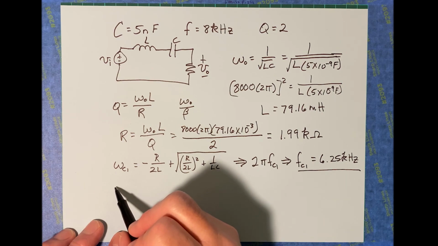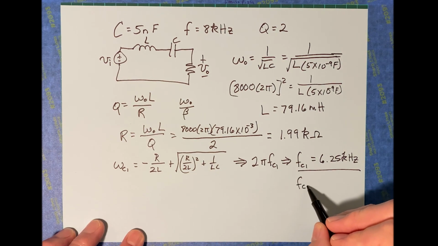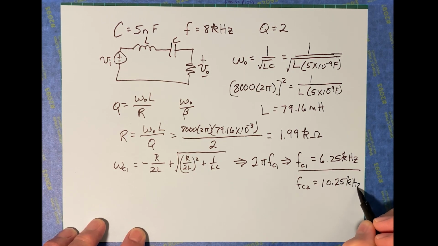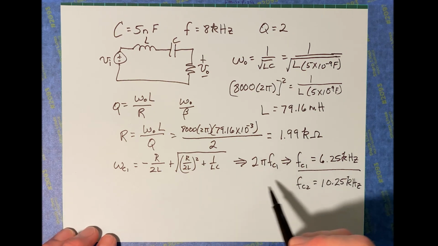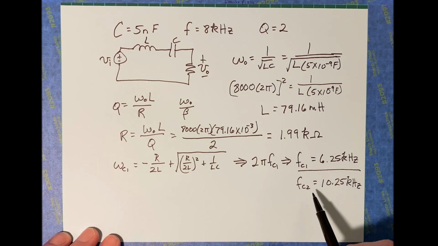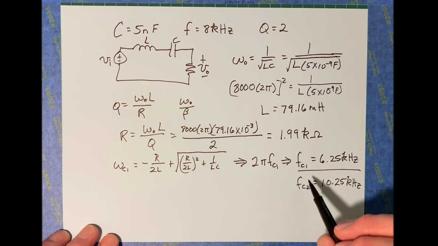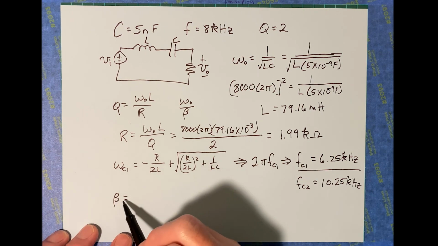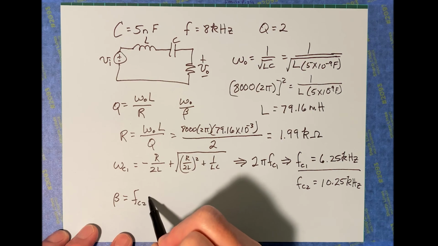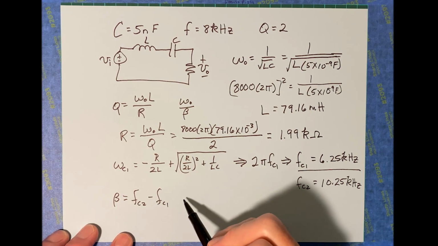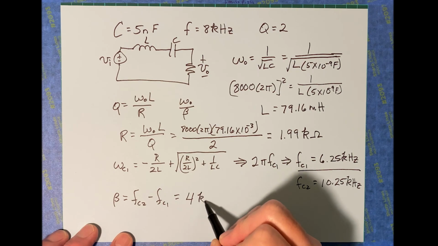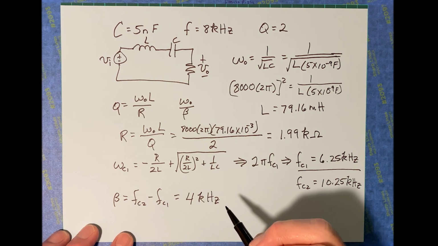Okay, you do the same sort of thing for f C2, and you end up with 10.25 kilohertz. I'm leaving this for you to plug in the numbers, do the calculations, and see that. Now, once you've got your upper and lower cutoff frequencies, then you can compute your beta. That's the bandwidth, and that's just frequency cutoff 2 minus frequency cutoff 1. And that's going to be 10.25 minus 6.25, and that's just 4 kHz, so 4 kilohertz there.